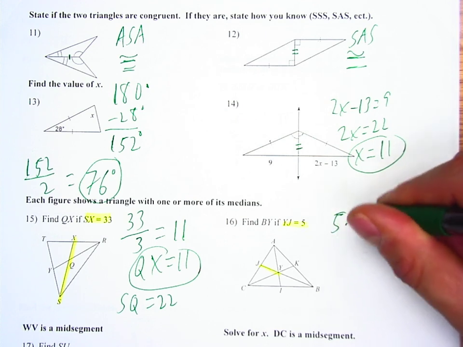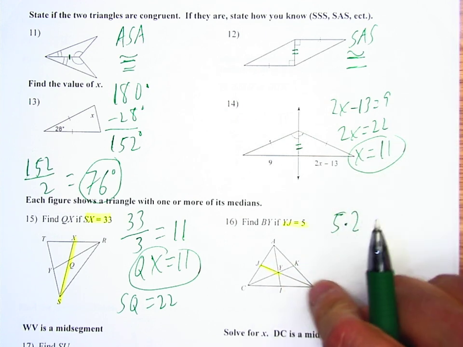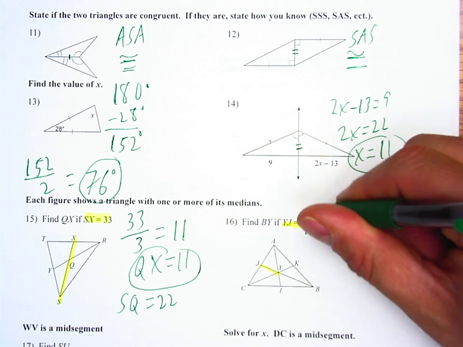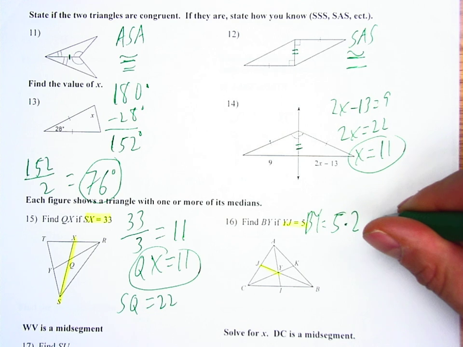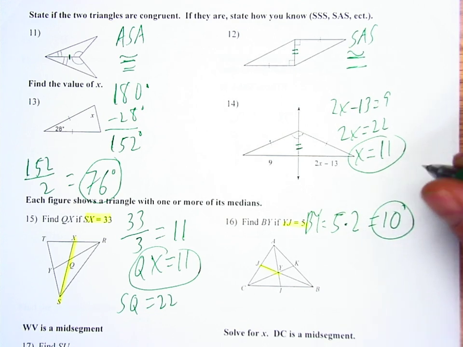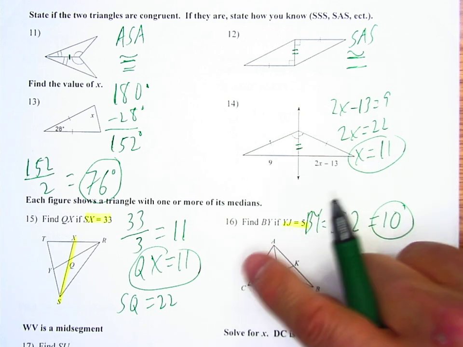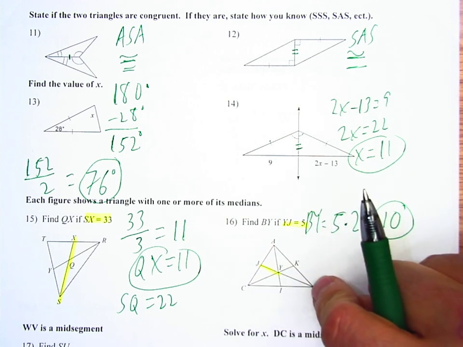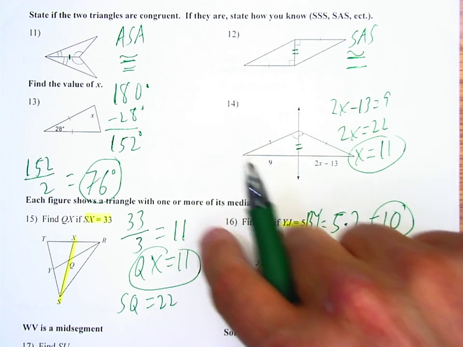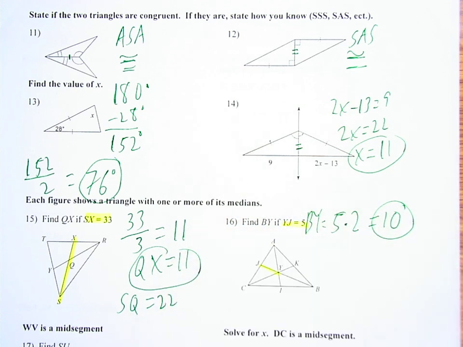So on this one, I'm going to do the work differently because I'm looking at half the length of the segment. So BY is equal to 10, if that makes sense. So 10 plus 5, 15 is the whole length from B to J, or J to B. And the same thing could have applied here. If I would have given you the 11, you would have doubled it to get the 22 for QX and for SQ.